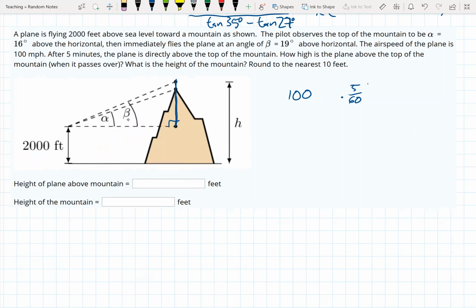And actually, if we want to do this so we can say miles here, per hour means that the hour would be on the bottom. This is 5/60th of an hour, so the hours would cancel. And then we need 5,280 feet per mile. So then the miles would cancel and I'd be left with feet. So let's go ahead and figure this out.